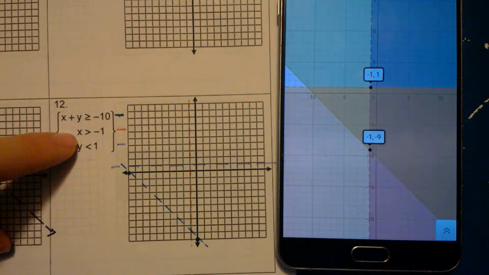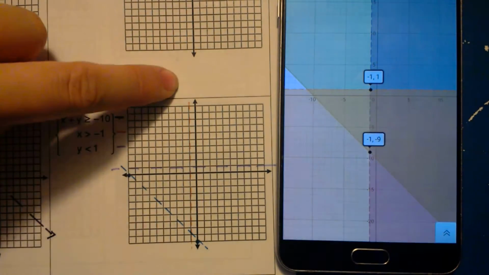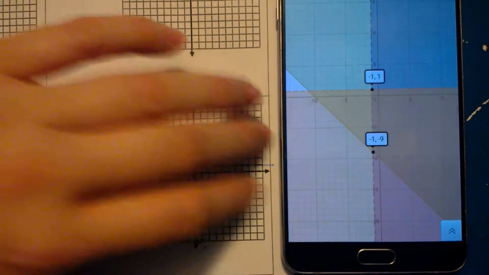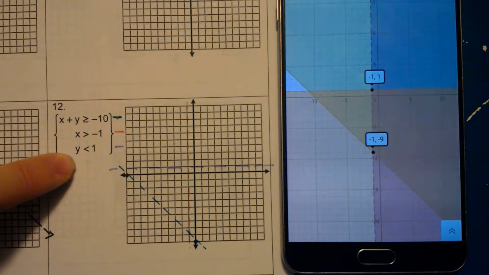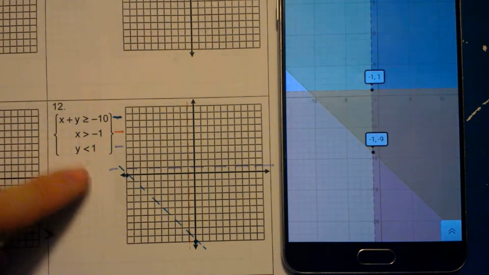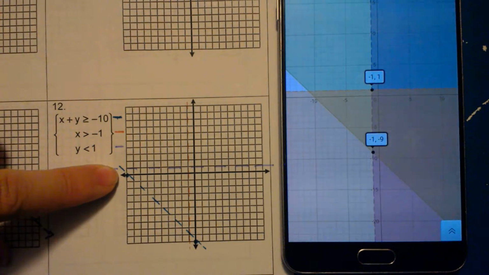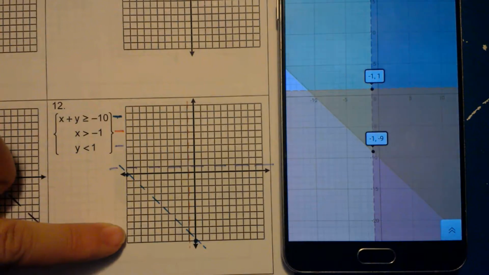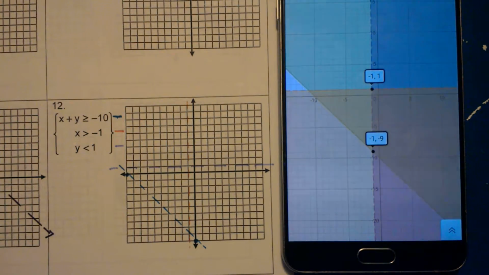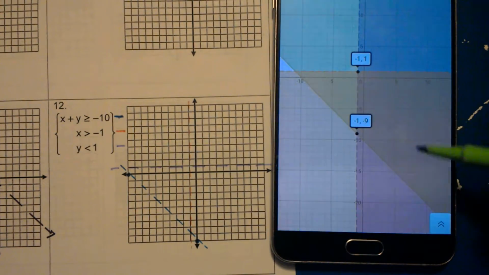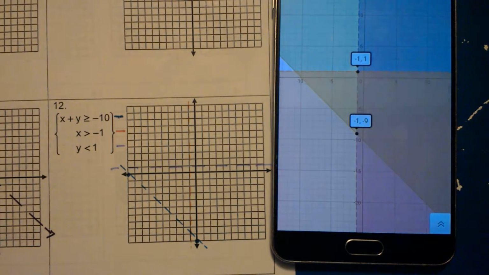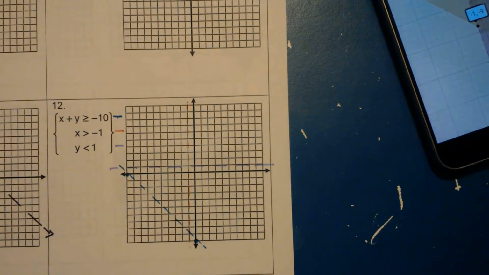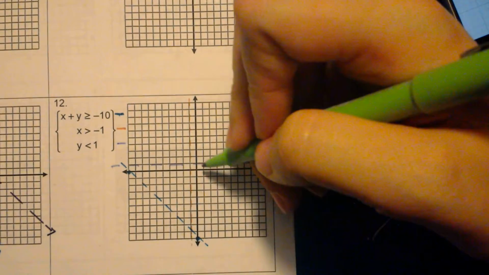And the second one is saying I have a vertical line at x equals -1, and I'm shading to the right because I want x is greater than. And then the last one, I have a horizontal line at y equals 1, and I'm shading below because I want less than 1. So all these constraints overlap over here. So I'm going to shade over here.